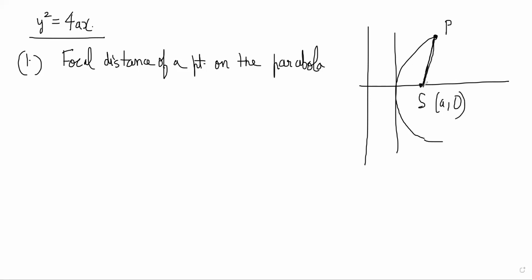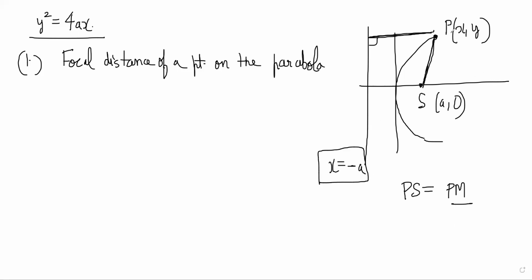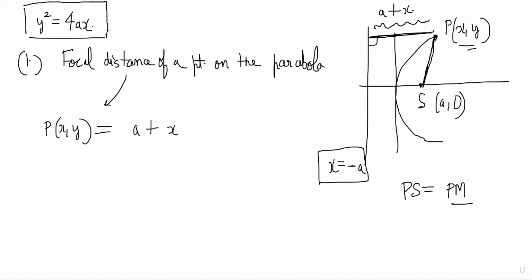So we are trying to find out this. If this point is x comma y, this is PS. We know that PS should be equal to PM by the definition of the parabola. This distance must be equal to this distance, which is perpendicular to the line x is equal to minus a. Notice that if your coordinate is x comma y here, and this point is at x is equal to minus a, this distance has to be a plus x. So the focal distance of a point x comma y on a parabola is always a plus x, if the parabola is y square is equal to 4ax.